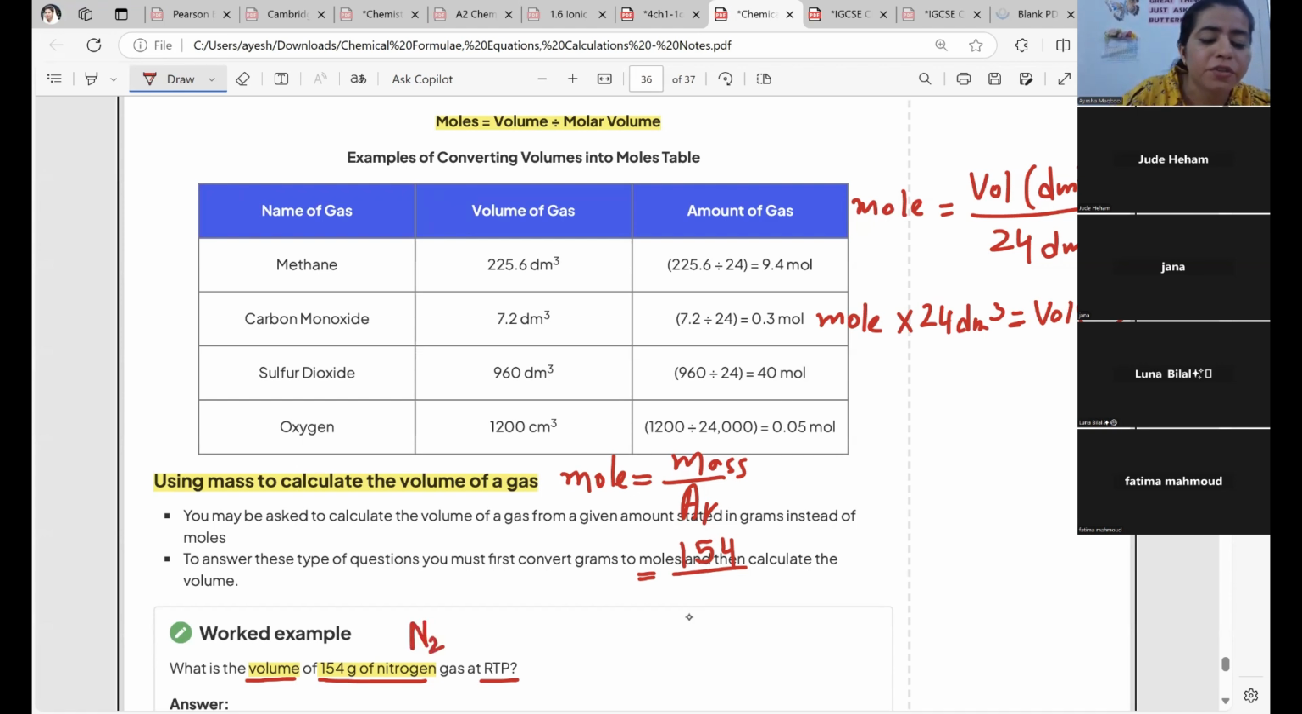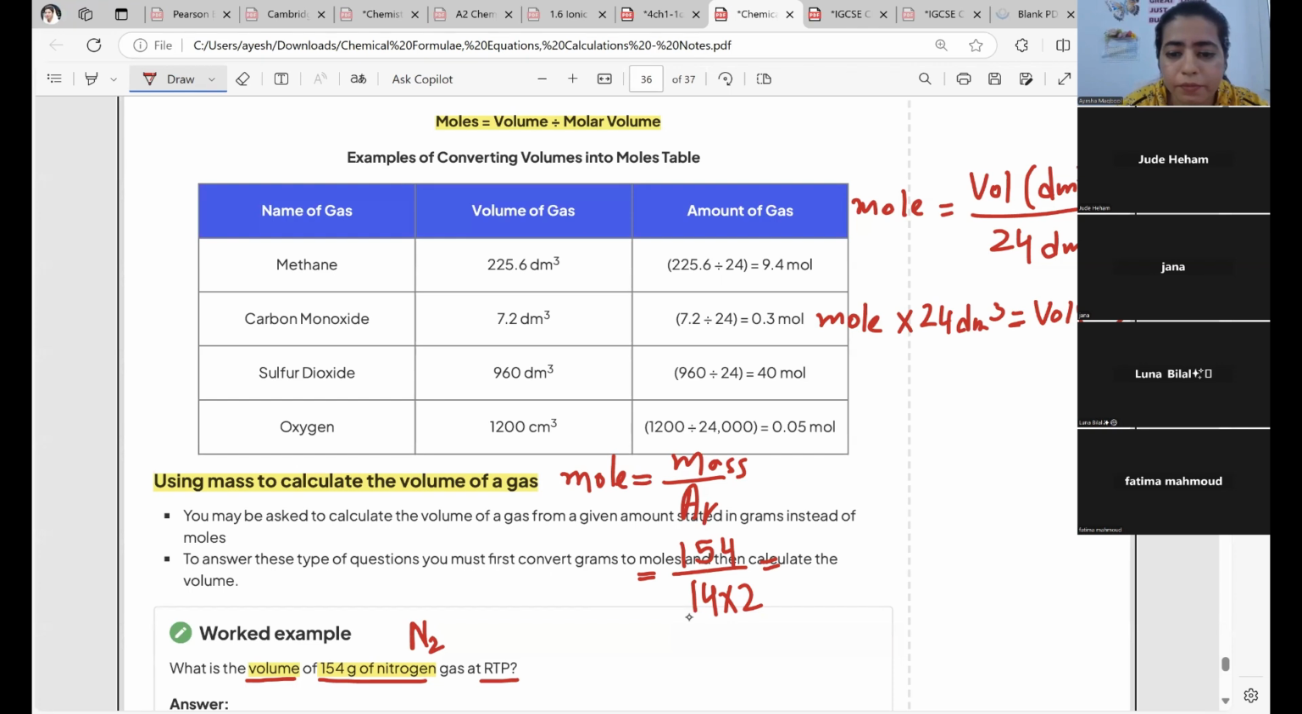When it is simple nitrogen, it is always N2 because it's a non-metal and we said that non-metals are present in the form of two atoms. So AR is going to be 14 plus 14 or 14 times 2 because two nitrogens are there. Okay, find the moles.